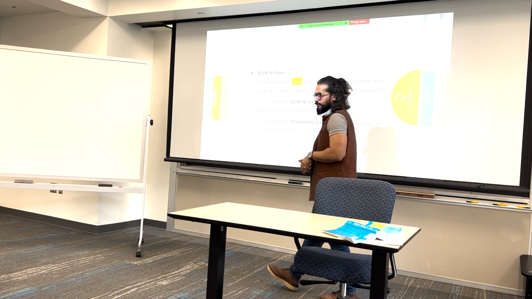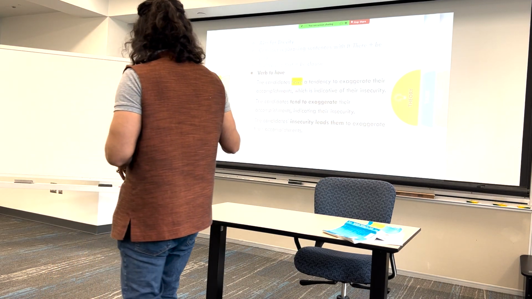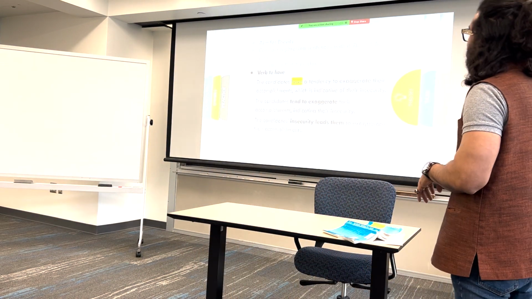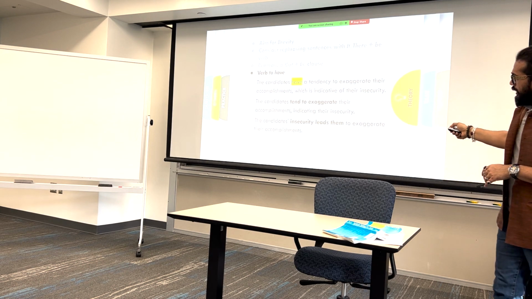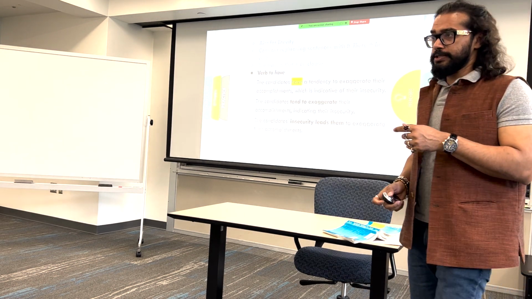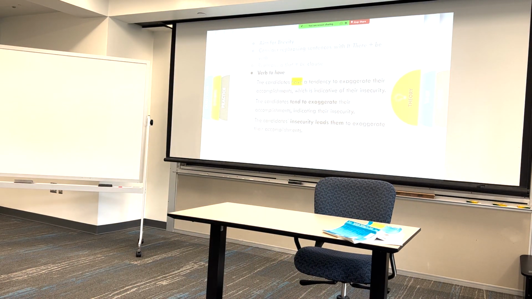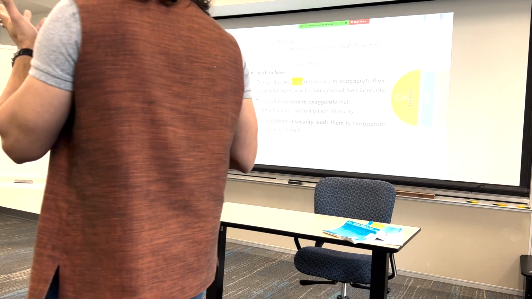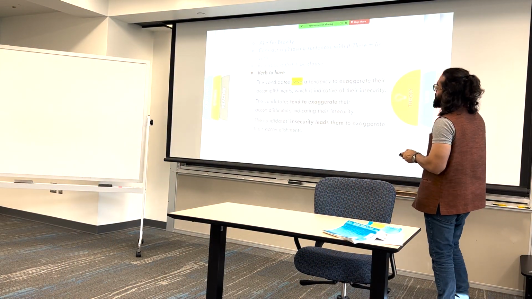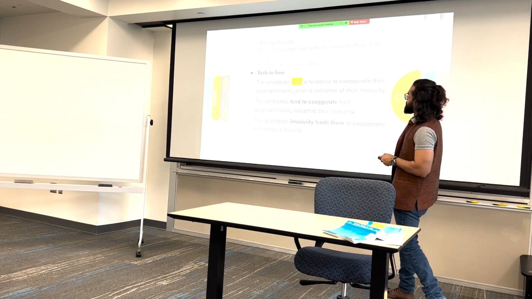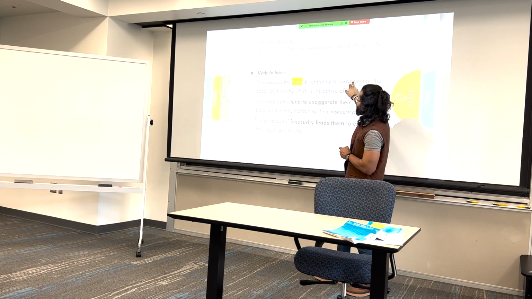Another structure is when we use the verb to have. For instance: the candidates have a tendency to exaggerate their accomplishments, which is indicative of their insecurity. And the rephrased version, would someone like to read it out loud? Anyone? Please do that. Yeah. The candidates tend to exaggerate their accomplishments, indicating... Cool. So here what is done: have a tendency to exaggerate.